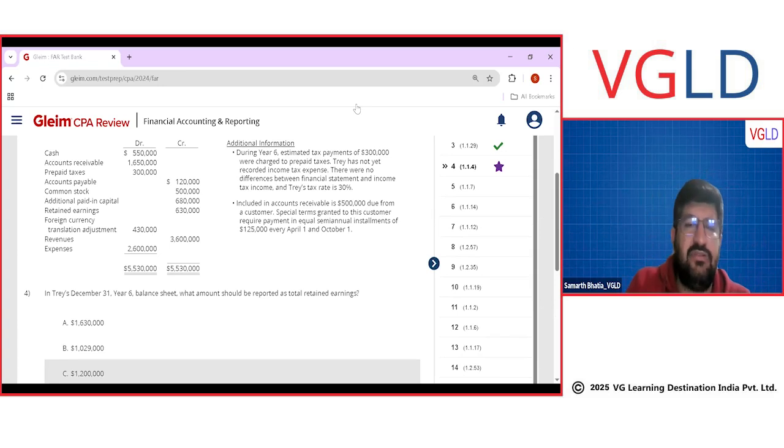If they were asking us to calculate the correct balance of assets, or the correct balance of AR, then it would be required to be adjusted. But in this question, we are not required to make any adjustment for these two additional pieces of information. In the retained earnings, we already have 630,000. We'll add 1 million, which is the net income before tax. We'll make an adjustment of 30% taxes, and 700,000 needs to be adjusted, which will give us 1,330,000 as an answer. Absolutely correct.